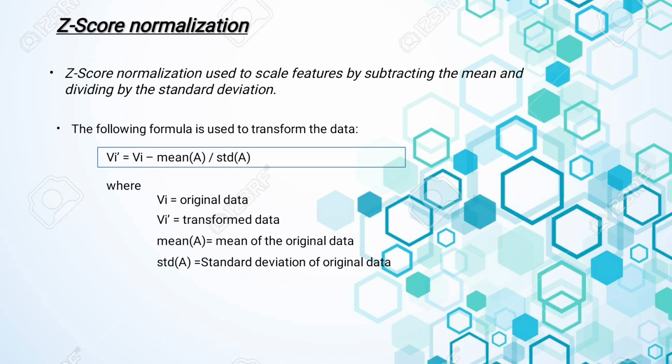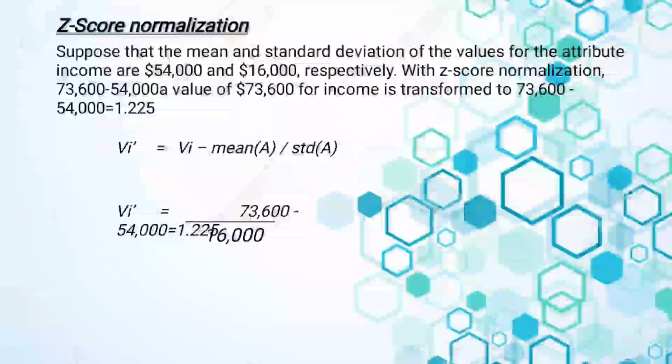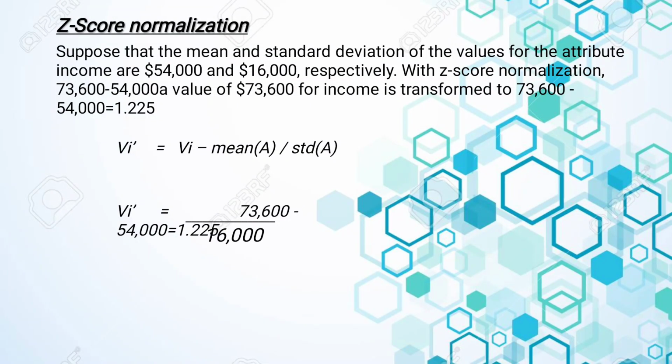Next, we have to discuss another problem in Z-score normalization. Here the question is, suppose the mean and standard deviation of the values for the attribute income. Here they have given mean and standard deviation. Mean 54,000 and standard deviation 16,000. With Z-score normalization, we have to calculate that value.